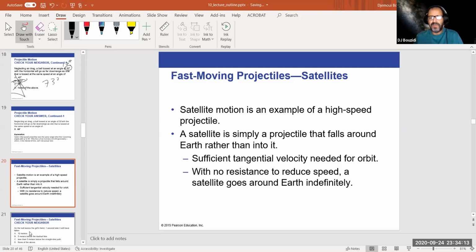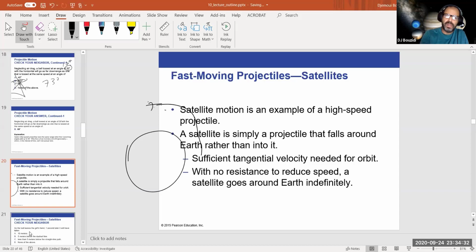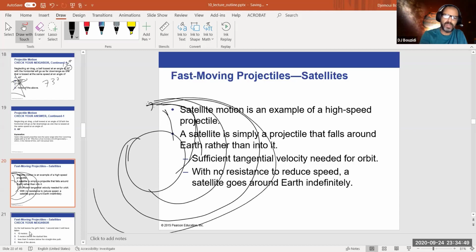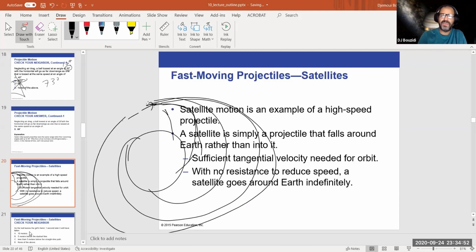Satellite motion is an example of a high-speed projectile. As I said before, this is really setting you up for satellites. A satellite is simply a projectile that falls around the Earth rather than into it. So here is the Earth. The satellite really wants to fall. If it has a low enough velocity, it's going to fall here. But it's going to end up in here if it has a higher velocity. It's going to end up in here if it has an even higher velocity than the first two cases. And it's going to fall almost here if it has even bigger velocity than the previous cases. But it's going to fall back to where it was. Basically, it catches itself before it falls.